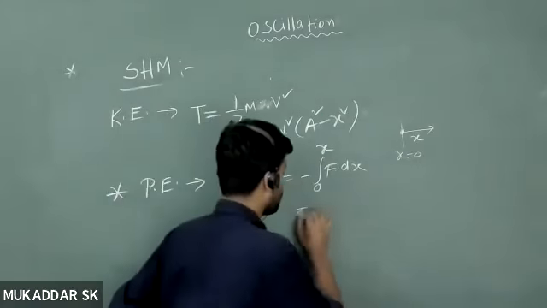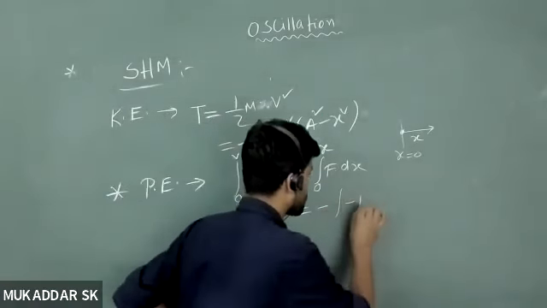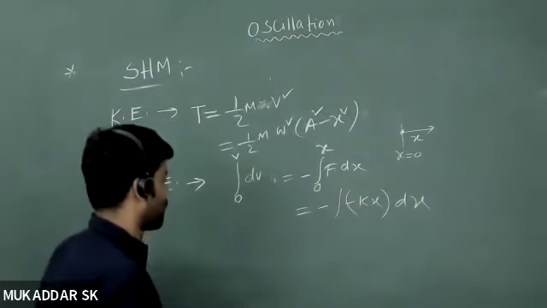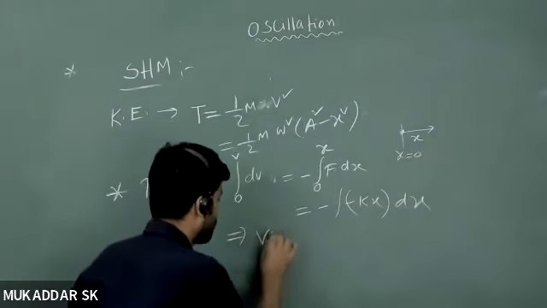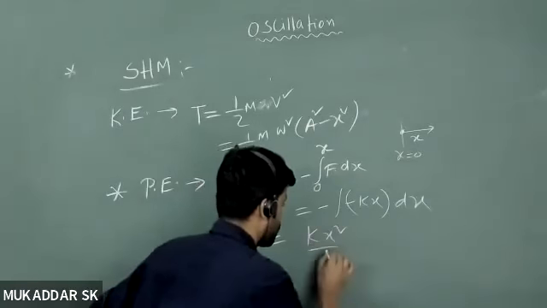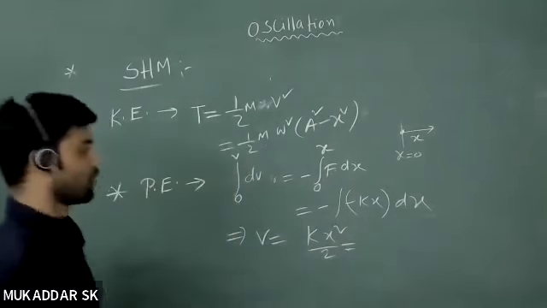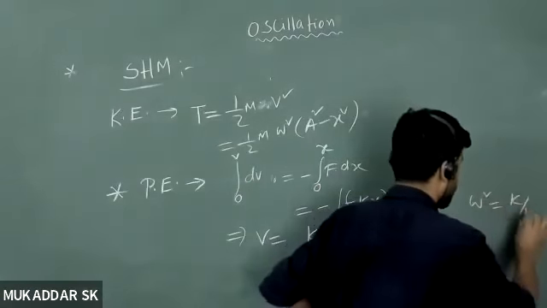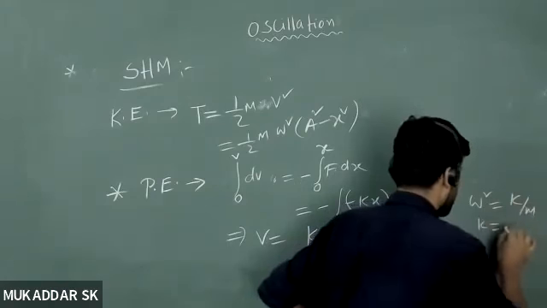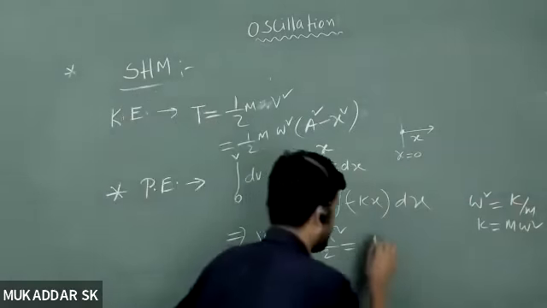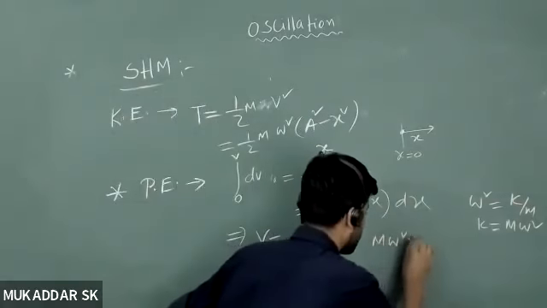Now you know f is what? Basically minus kx. If you substitute it, you get kx dx. If you integrate it, you will get V equals kx square by 2. And you know what k is, because you already defined omega square equals k by m. So k equals m omega square. If you substitute it, you will get m omega square x square by 2.